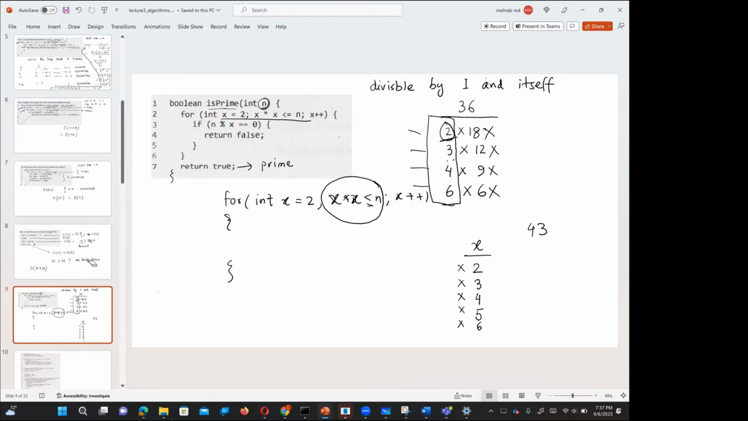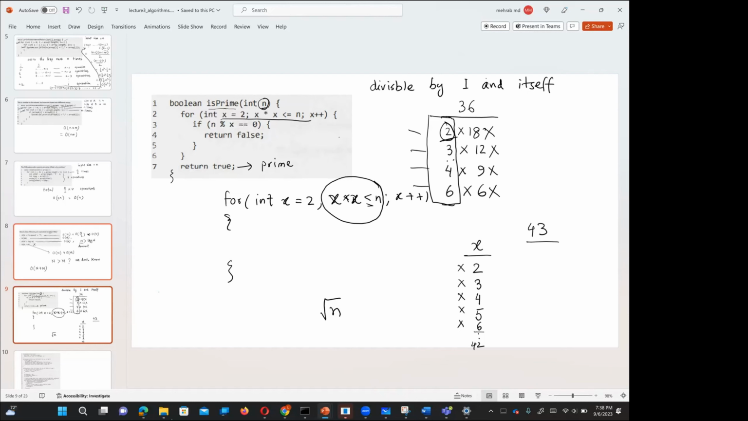The reason is, you see, 7 was actually explicitly tried here. 8 was kind of tried here, right? 9 was tried here. So what I'm trying to say is, if you go until root over n, you are actually covering the other side. Do you get my point? Does everyone get my point? Yes, Professor. So I don't need to check everything. I don't need to check until 42. I am checking until 6, and I'm done for 43, right?